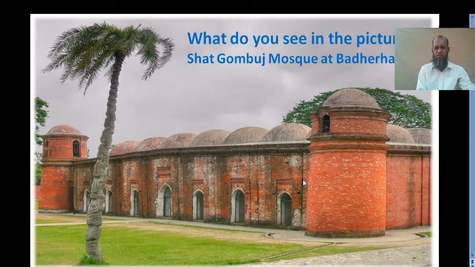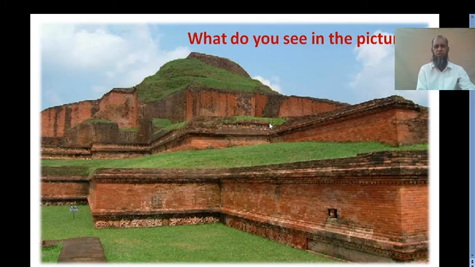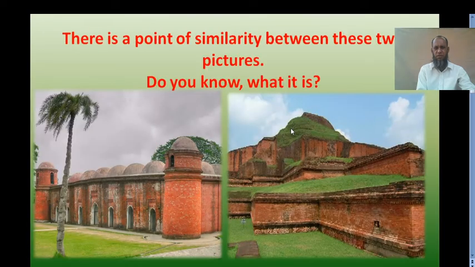So before starting the main portion of this class, you have to watch some still pictures or still photographs of something that will help you to understand what topic is going to be discussed in this class. So students, what do you see in the picture? Probably this is the still photograph of Shat Gumbuz Mosque at Bagerhat, and this is another picture. You have to mention the name of this place. Probably you all know that this is the ruins of the Buddhist Vihara of Paharpur, so far I know.